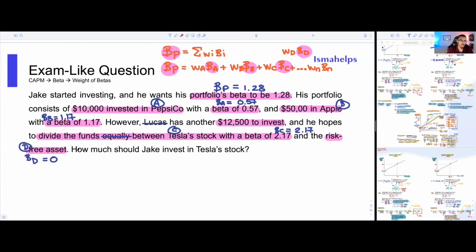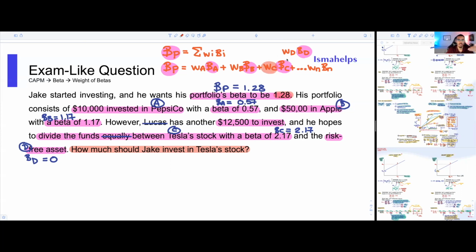In this case, our mission is as follows. How much should Jake invest in Tesla stock to achieve a beta of 1.28? That's extremely important to understand. Out of all of the stocks here, we really want to know how much you need to invest in this particular stock, the weight of C. That's what we're trying to figure out.